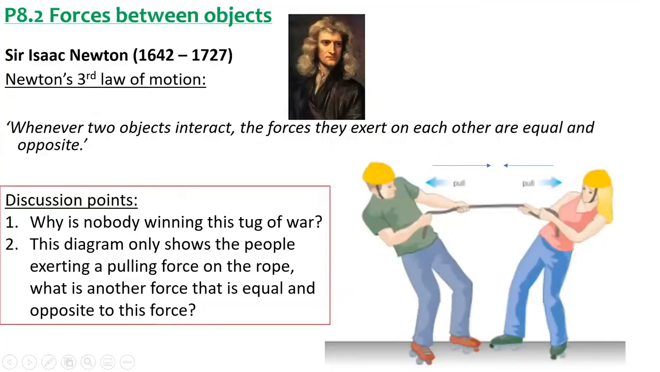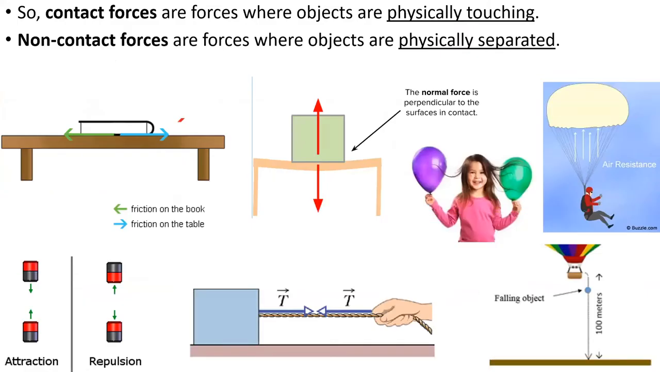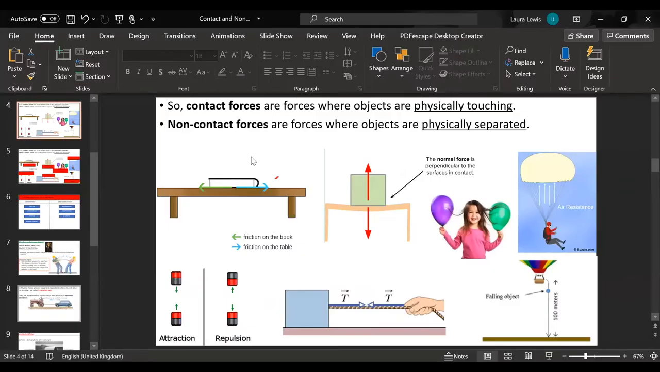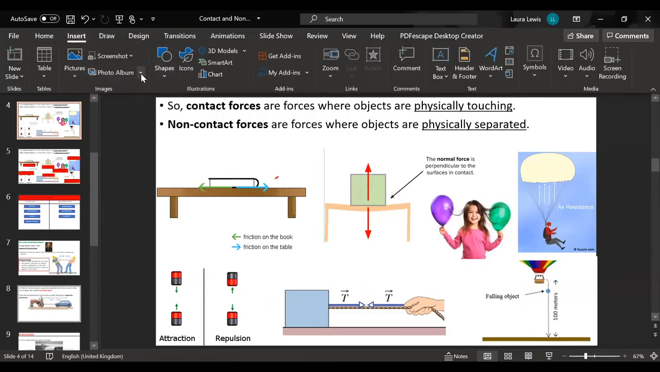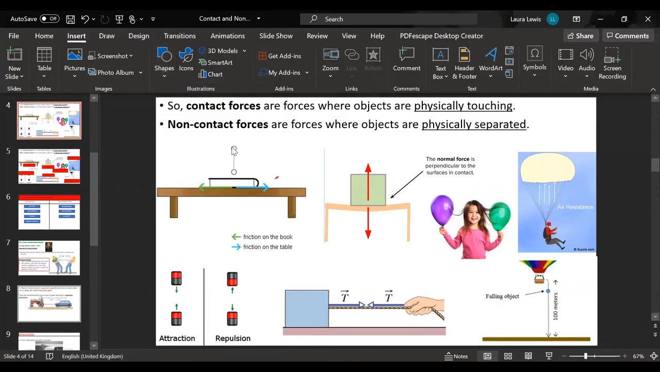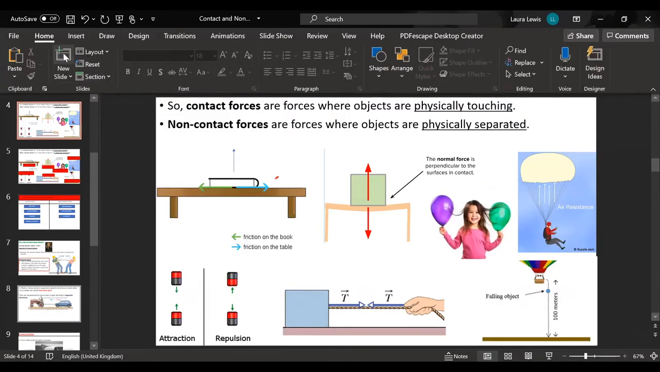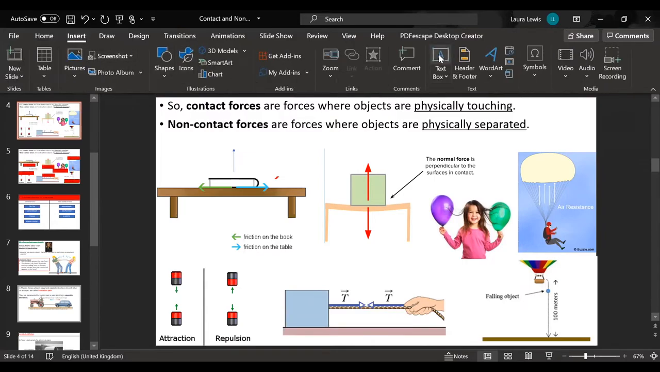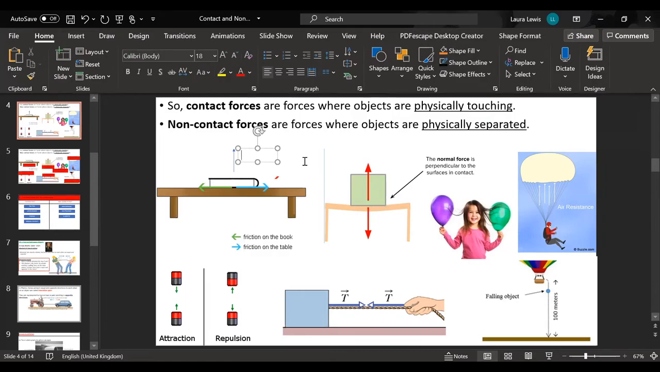Okay, so let's go back to that picture of the book. They've only shown two pairs. If you were to show that on a diagram, let's draw some arrows. We could actually add some more to this. It's very much like this one, but we'll draw it on the book to show you. So this is the normal force.